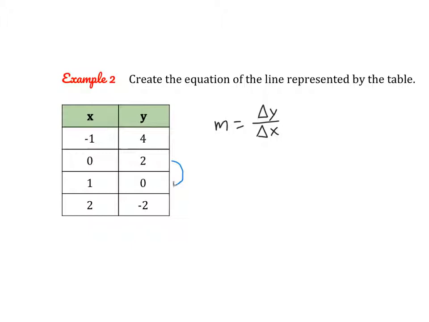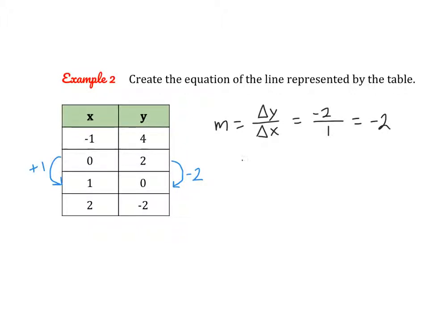So if I'm going from the second to the third, I need to make sure it matches on the other side. So to go from 2 to 0, I see that we are subtracting 2. So my change in y is negative 2. So that's going to go in the numerator of my slope. Now, the change in x, going from 0 to 1, we're adding 1. So delta x is positive 1. So here our slope is negative 2 over 1, which is just negative 2.